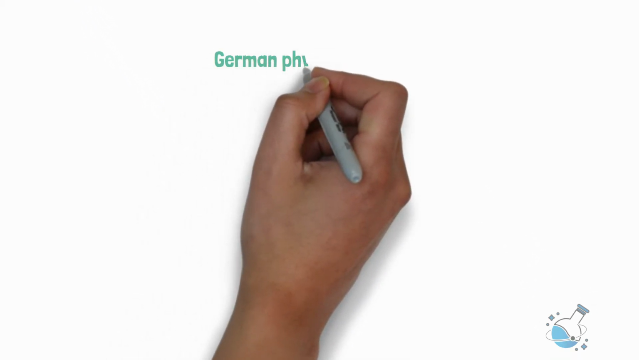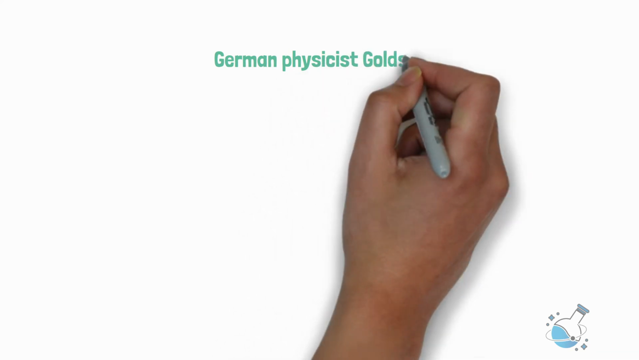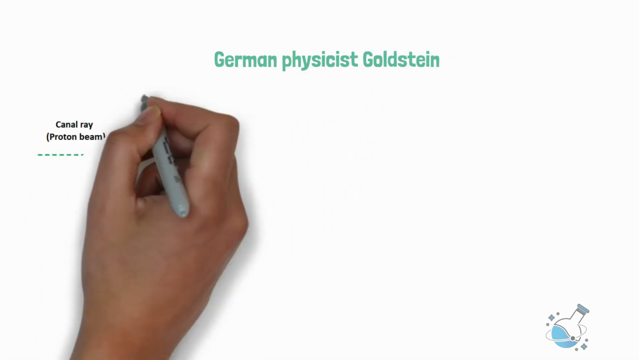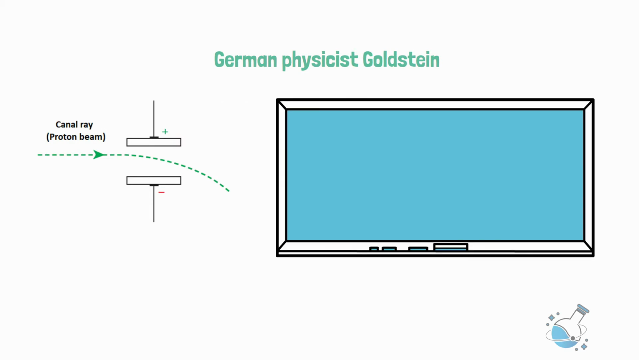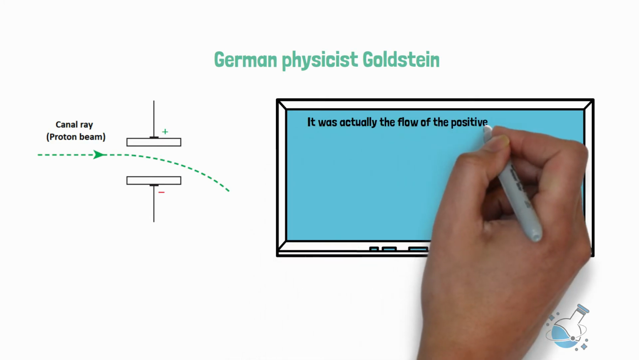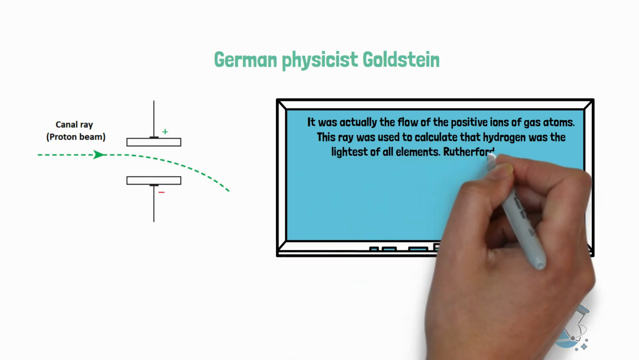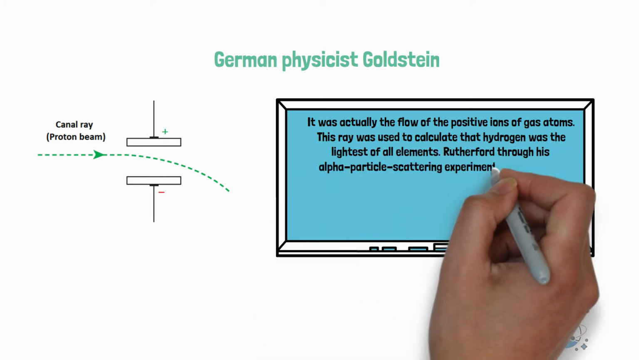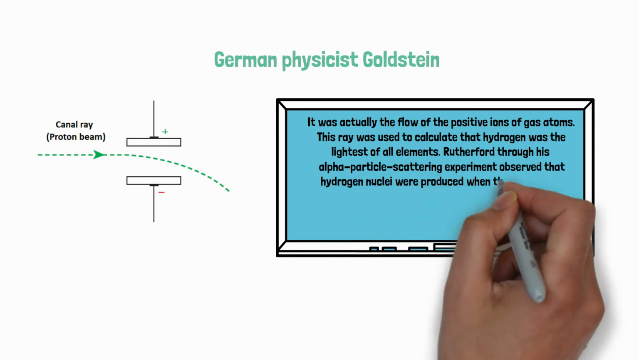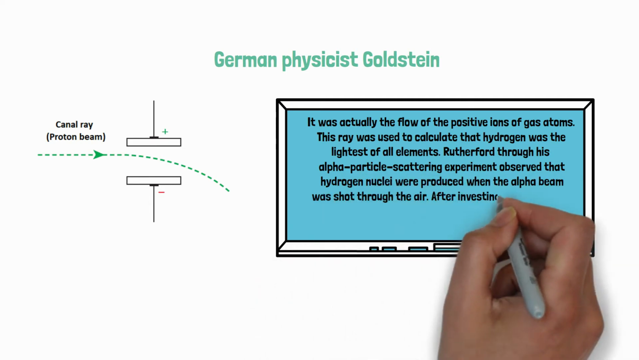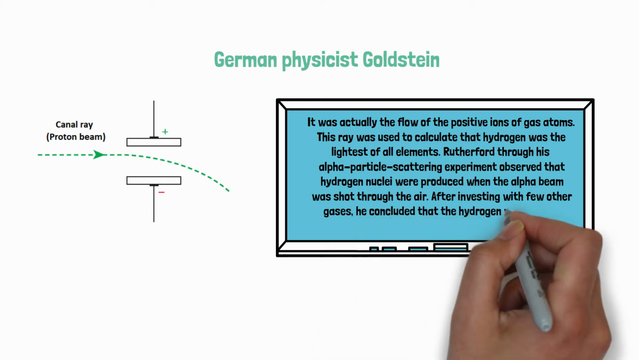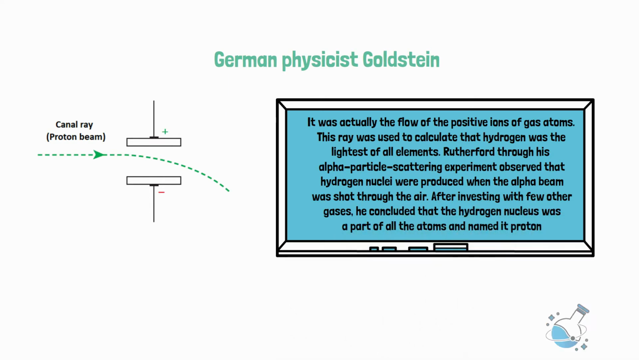Other than the cathode ray, a positive ray was also detected by German physicist Goldstein and was named the canal ray. It was actually the flow of the positive ions of gas atoms. This ray was used to calculate that hydrogen was the lightest of all elements. Rutherford, through his alpha particle scattering experiment, observed that hydrogen nuclei were produced when the alpha beam was shot through the air. After investigating a few other gases, he concluded that the hydrogen nucleus was a part of all the atoms and named it proton.